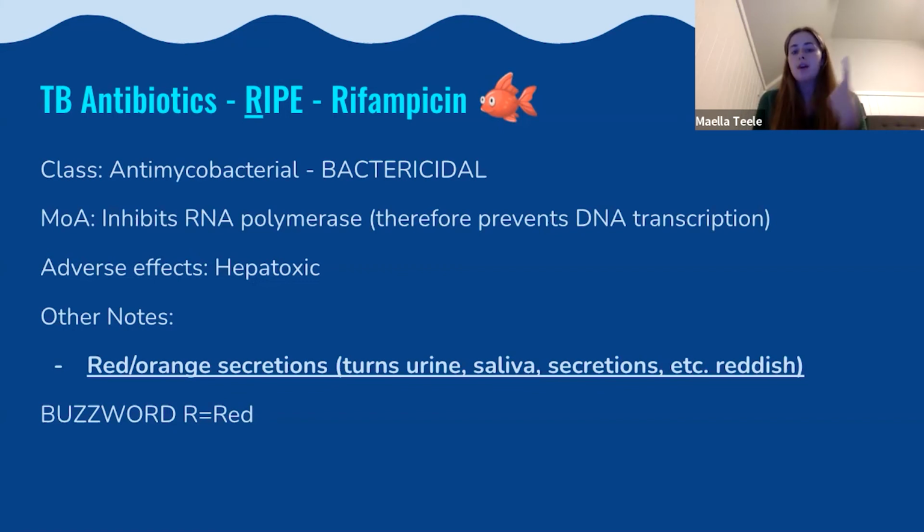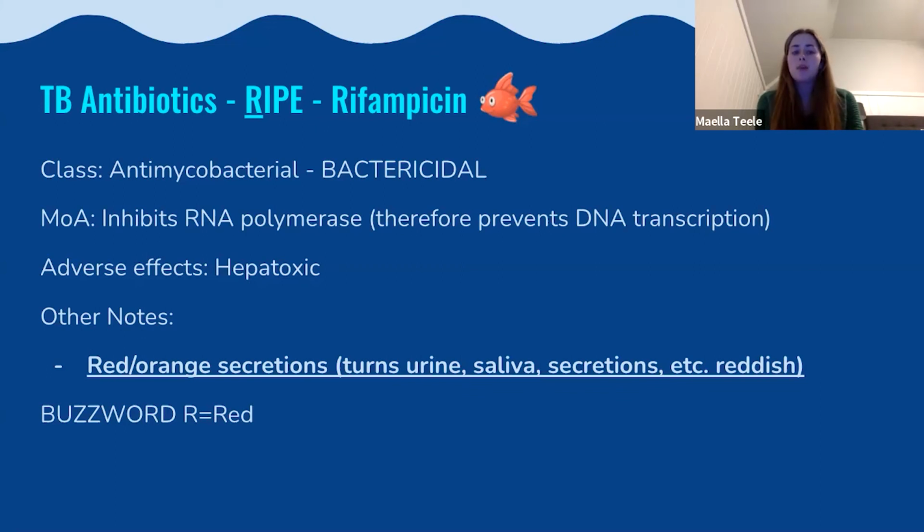R is rifampicin. This is an antimicrobial. It's bactericidal, so it aims to kill the tuberculosis bacteria. Pretty much the way it does this, it inhibits RNA polymerase, and that means that DNA transcription is unable to occur. But it is hepatotoxic.